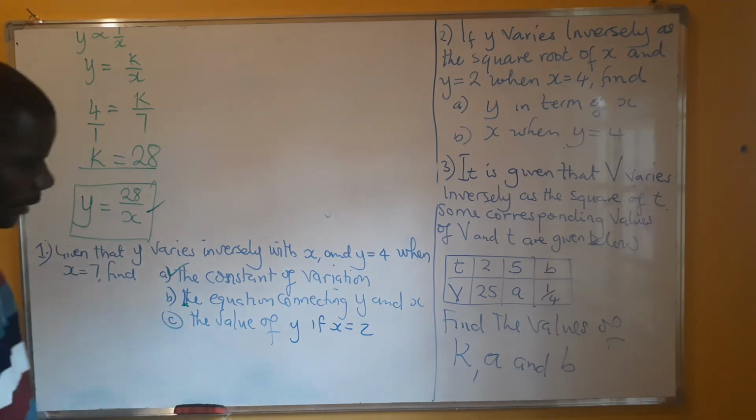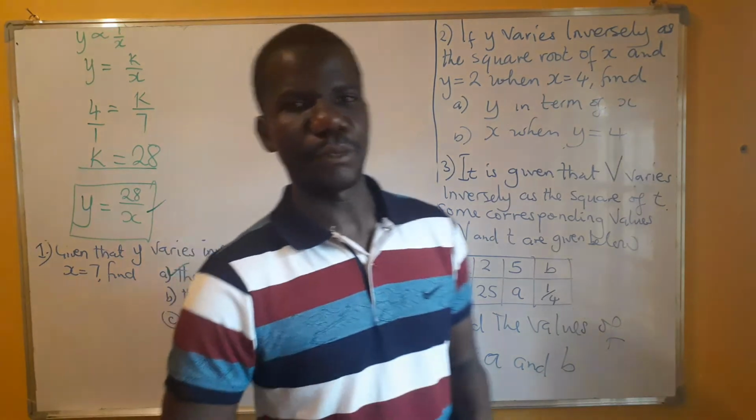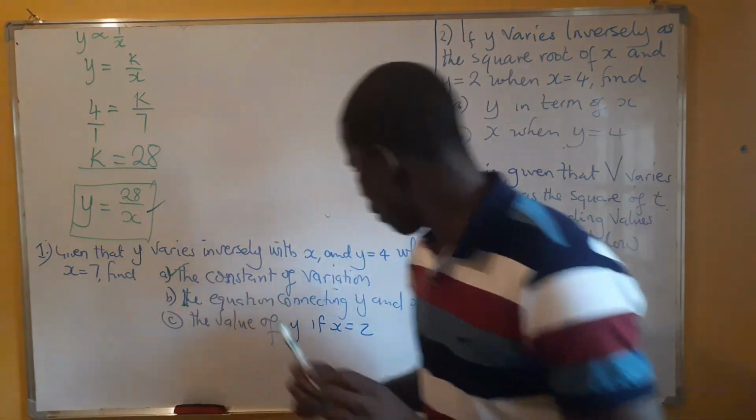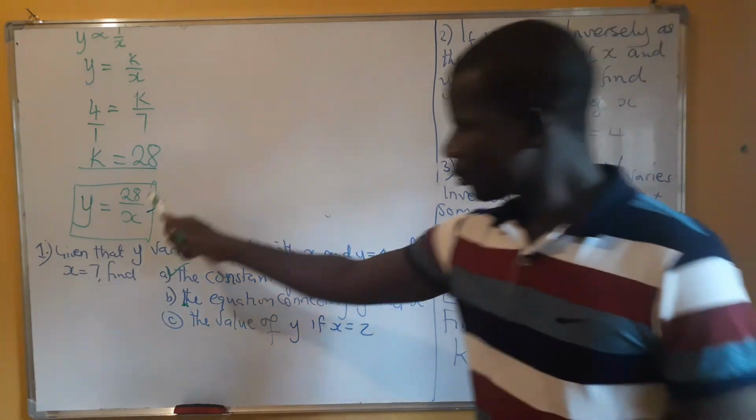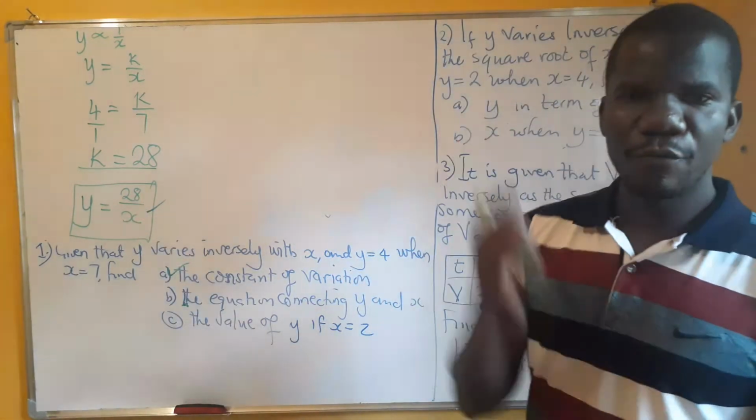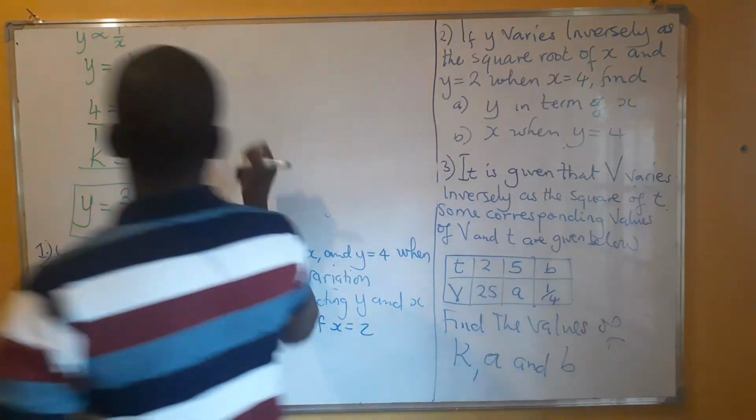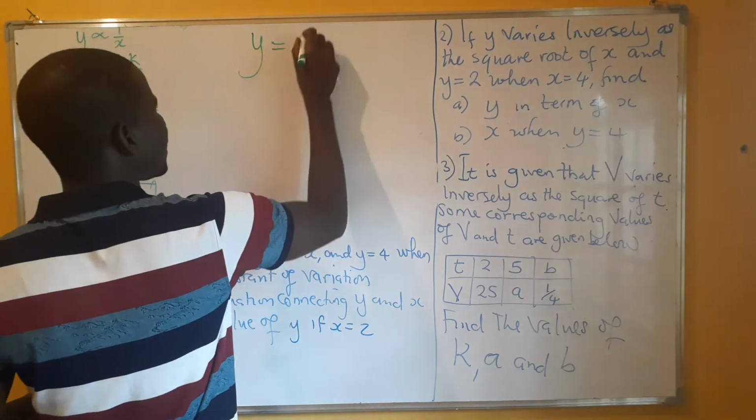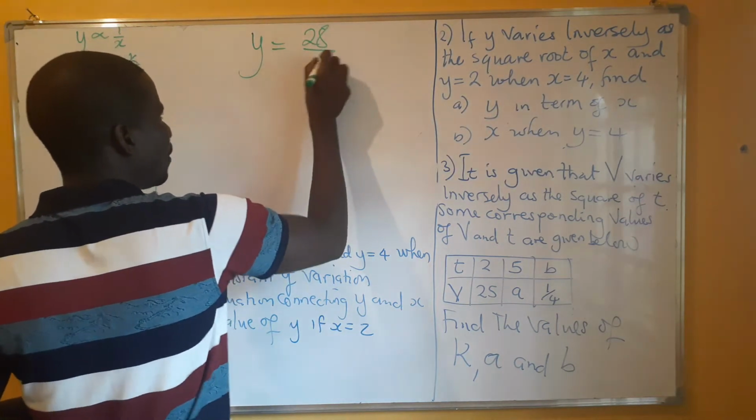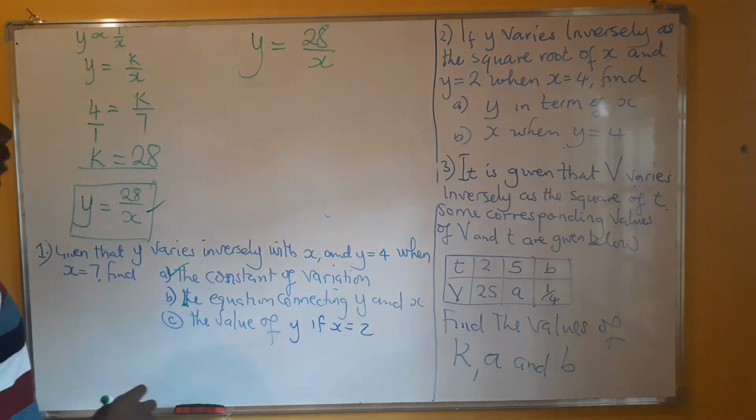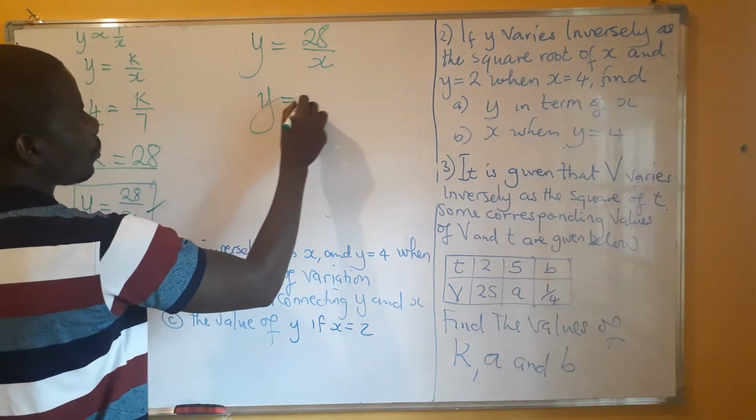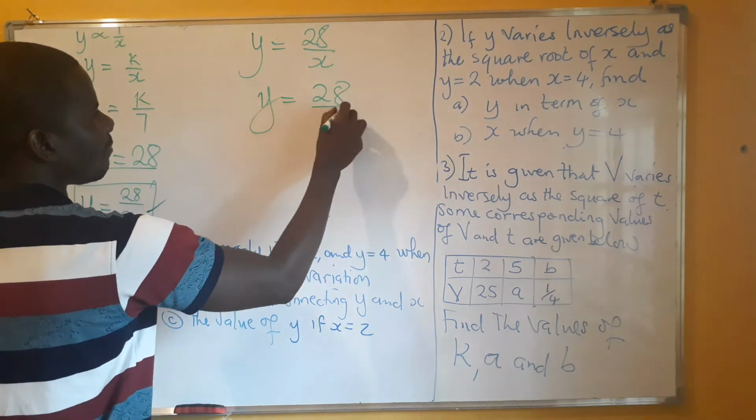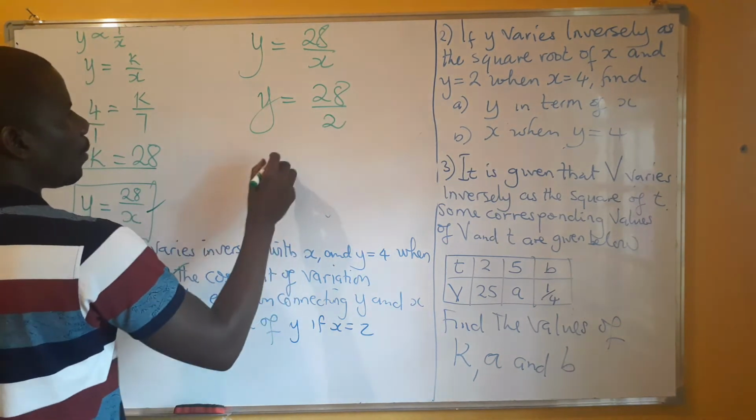Then lastly, which is part C, under this question, we need to look at the value of y. If x is equal to 2, what is the value of y? So remember, we are using this very simple equation. What is the value of y when x is equal to 2? So you say 28 divided by 2. What do you get?